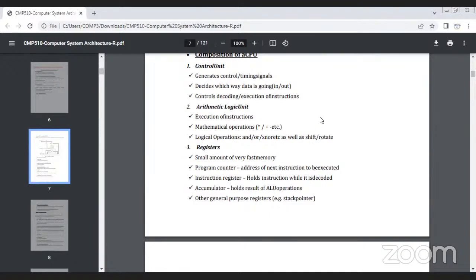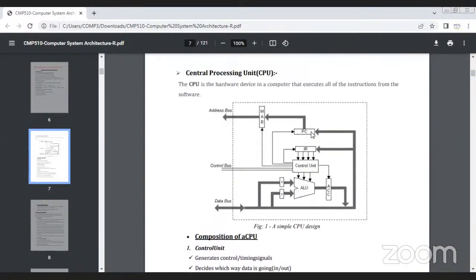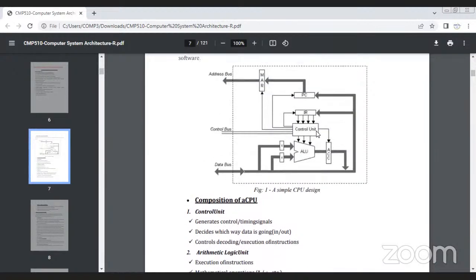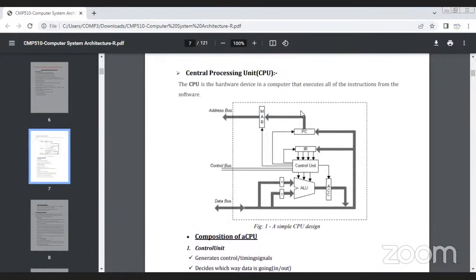The instruction register holds the instruction to be executed, and the accumulator holds the result of arithmetic logical unit operations. The other registers are basically used for general purpose, storing other information like stack pointers and all that. So, clear what is the working of the CPU, the central processing unit.